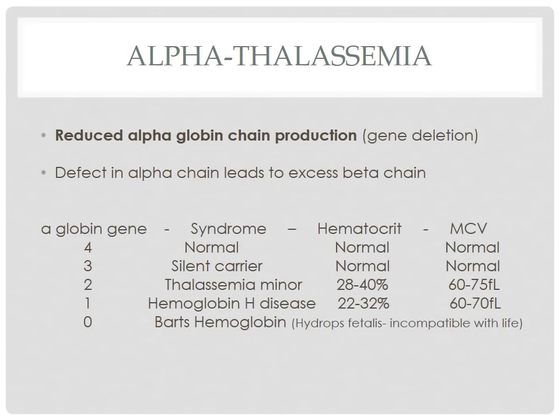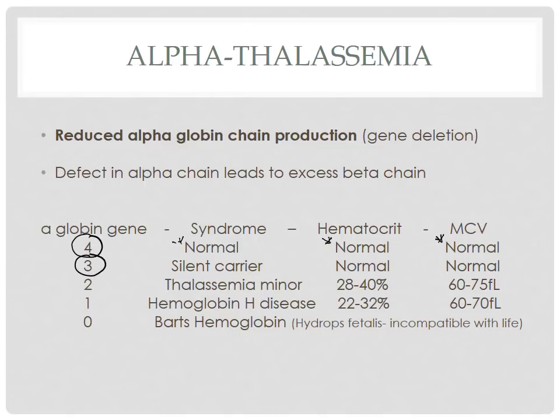First we'll talk about alpha thalassemias. Alpha thalassemias involve a reduction in the alpha chain production, and this is often due to a gene deletion. In these issues, you have a defect in alpha chains, so you have extra beta chains. You can have several different variations of alpha thalassemia, and those are listed in the chart below for you here. If you have an alpha globin gene and you have 4 of them, which is how many you would normally have, you have all your chains, so this patient would be characterized as normal. They will have a normal hematocrit and a normal MCV.